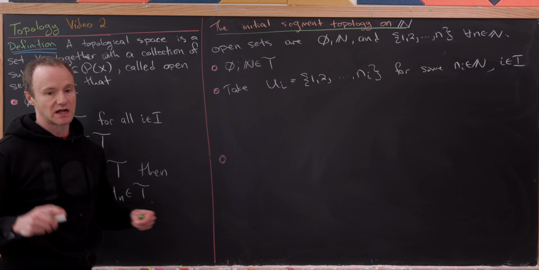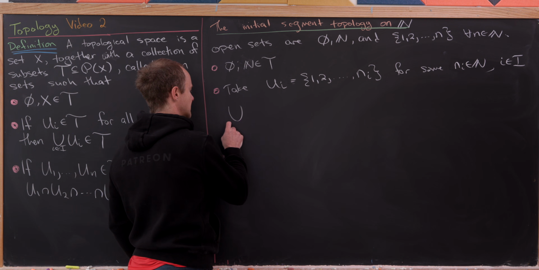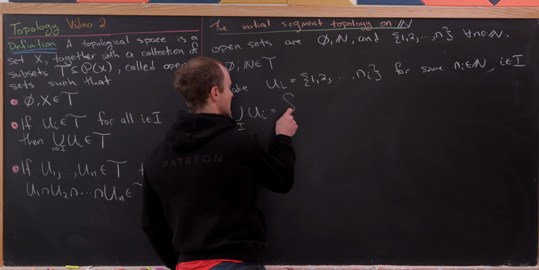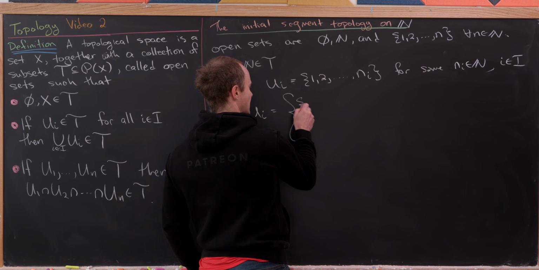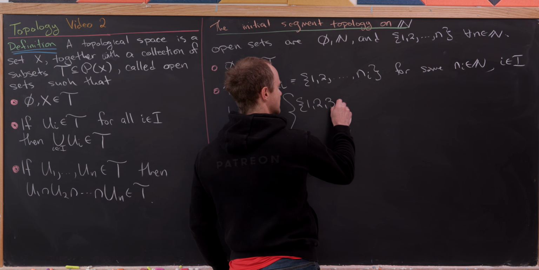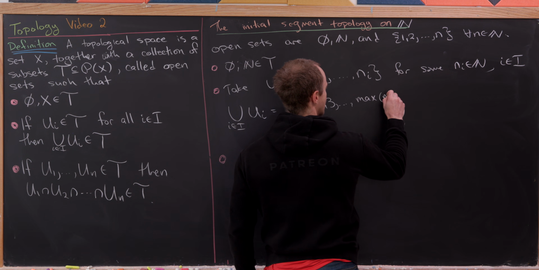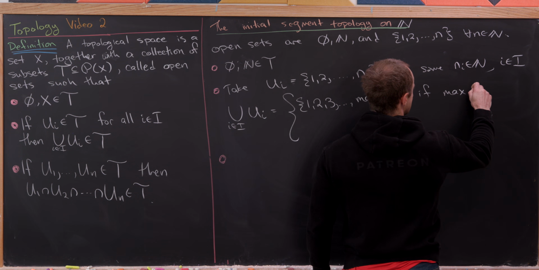Okay, so that's going to be our collection of open sets. And now let's look at that union. So if we take the union over all i in the indexing set of u sub i, well, we're going to get two possibilities. So the first possibility is we get the set 1, 2, 3 ending at the maximum of all of these n_i's if the maximum exists.